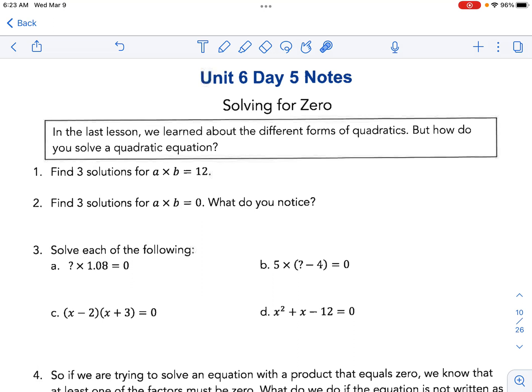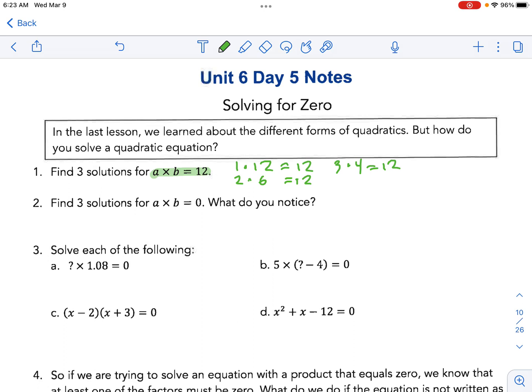So we're going to start out with this scenario here. Let's just take two numbers, multiply them together, and we find out the answer is 12. Well, what are my options? It could be 1 times 12. That gets us 12. That's not the only option, though, right? It could be 2 times 6. That also gets us 12. It could be 3 times 4. That also gets us 12.